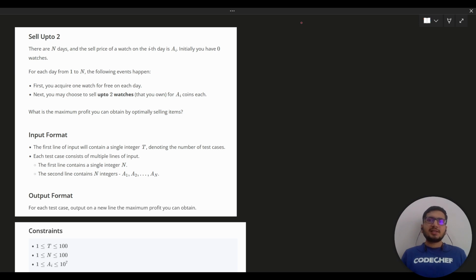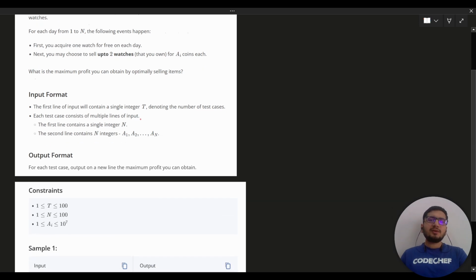There are N days and the selling price of a watch on the ith day is Ai. Initially we have 0 watches. Starting from the first day, this is what will happen. First we will acquire one free watch on each day. Then on each day we can choose to sell up to 2 watches that we own for Ai coins each. We need to find out the maximum profit that we can obtain by selling the items.